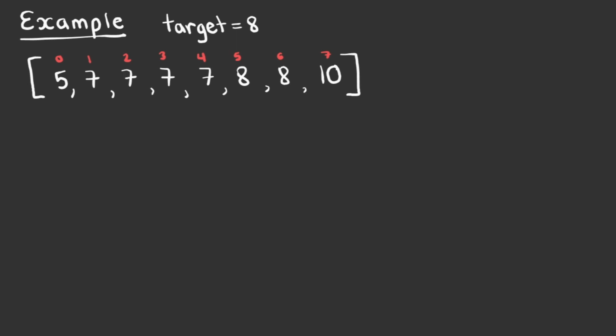So let's say we're given this array of integers, and we're also given a target which is equal to 8. So if we want to find the first and last elements, we have to return the first occurrence of 8, which is going to be at index 5, and the last occurrence of 8, which is going to be at index 6. So the return for the entire algorithm is going to be 5, 6.